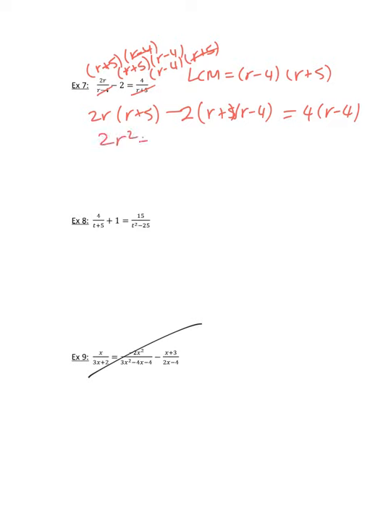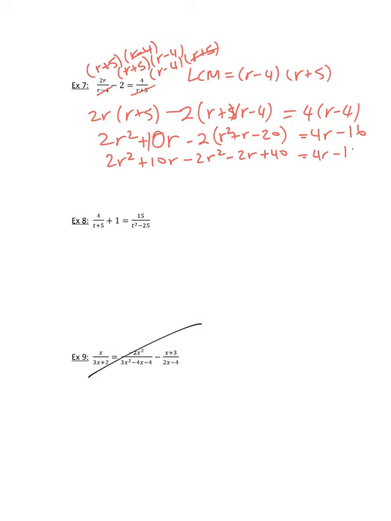I'm going to distribute 2r squared plus 10r minus 2 times, I'm going to FOIL this, r squared, it'll be plus r minus 20 equal to 4r minus 16. I'm now going to continue with simplifying. 10r, I have minus 2r squared minus 2r plus 40 equal to 4r minus 16. The 2r squareds cancel. The 10r and the negative 2r give me 8r plus 40 equal to 4r minus 16.